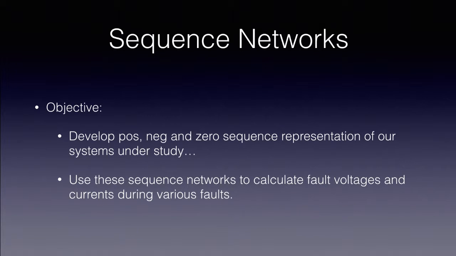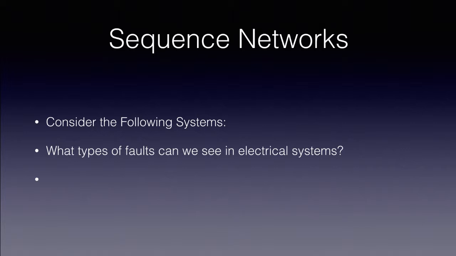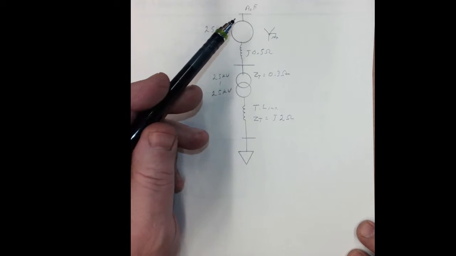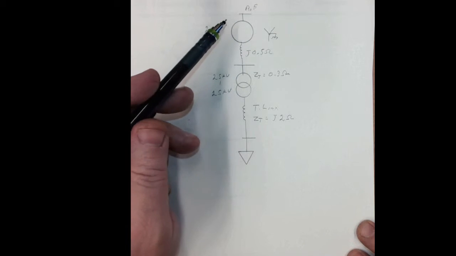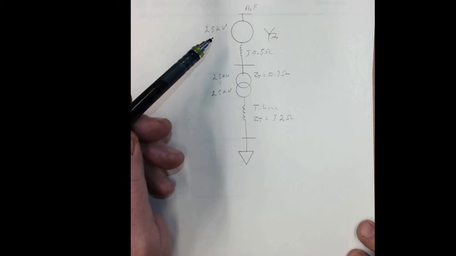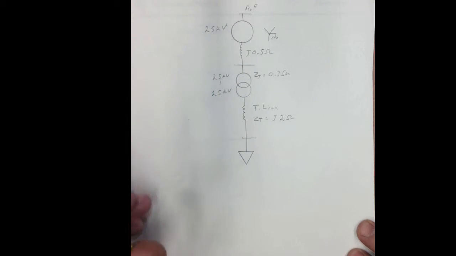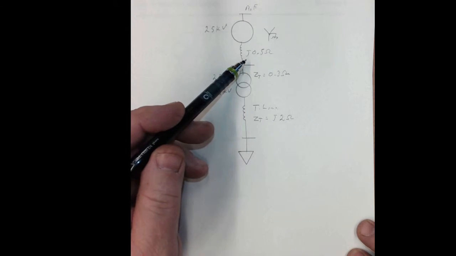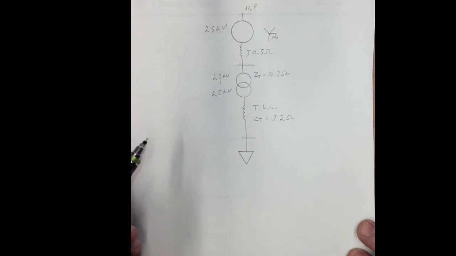So our objective is to develop our positive, negative, and zero sequence representations for systems under study, and then we'll look at how we would apply those. So we're going to consider a system here, so I'm going to switch over to that. And this is a rather fanciful electrical system. What we have, coming from our reference, or what would be essentially our ground, is a source, a generator, that's operating with a line voltage of 25 kV. It has some impedance. Here I'm just showing it as a straight j0.5 ohms.